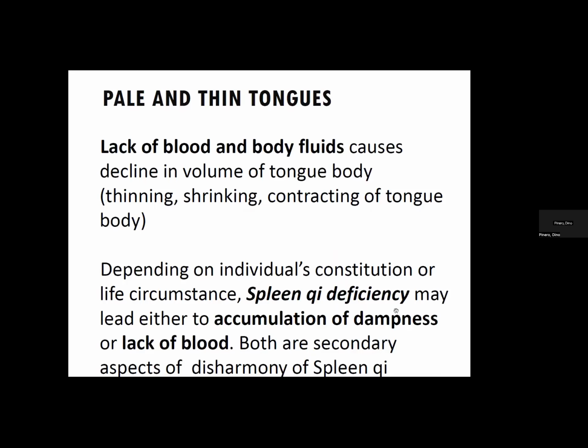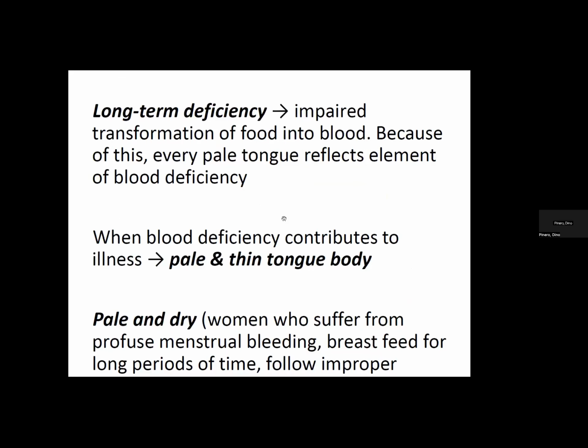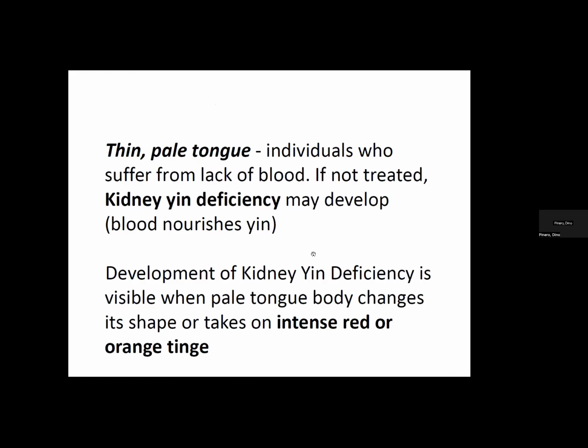Pale and thin tongues. Lack of blood and body fluid causes a decline in the volume of the tongue body. So there is thinning, shrinking, and contracting of the tongue body. Depending on the individual's constitution or life circumstances, spleen chi deficiency may lead either to accumulation of dampness or lack of blood. Both are secondary aspects of disharmony of spleen chi. In long-term deficiency, there could be impaired transformation of food into blood. Because of this, every pale tongue reflects an element of blood deficiency. When blood deficiency contributes to illness, the tongue body is pale and thin.